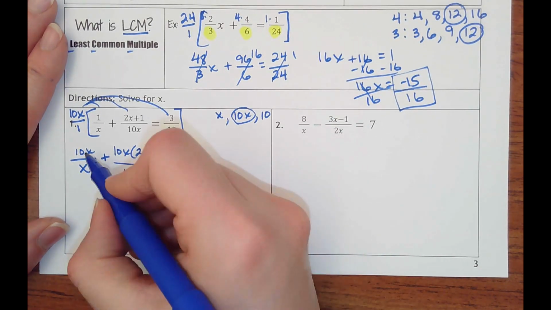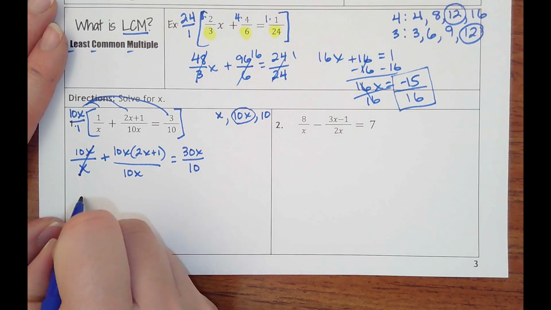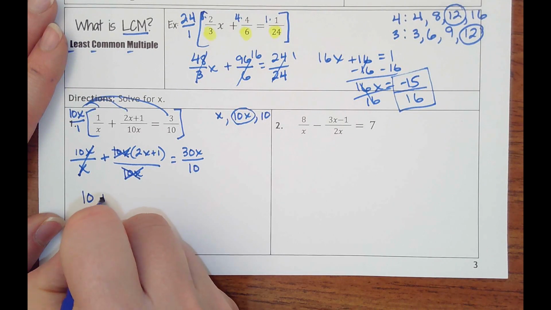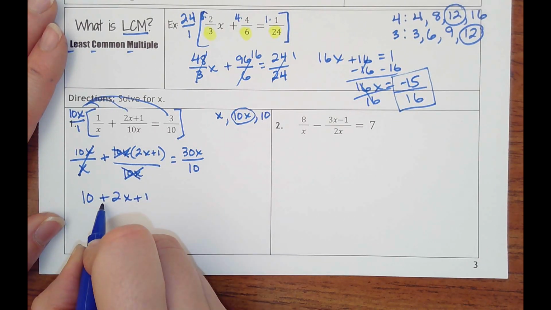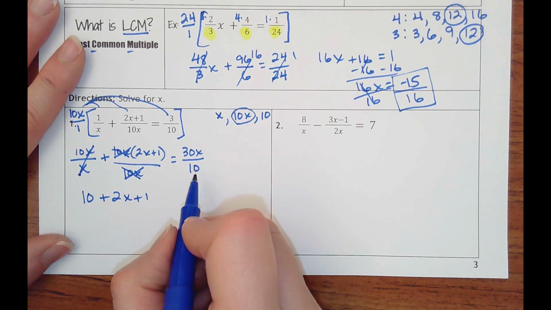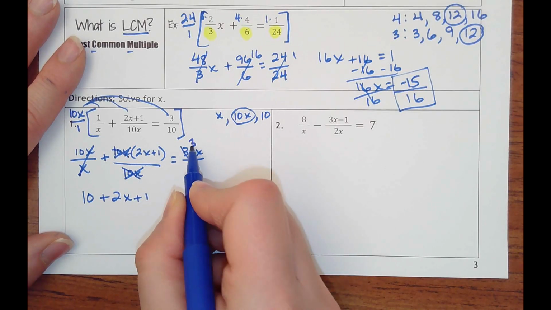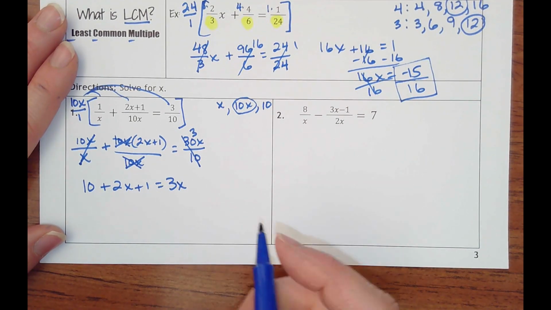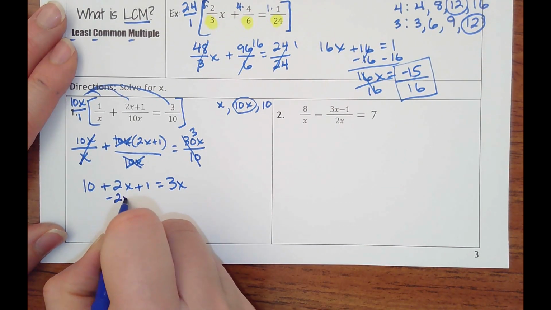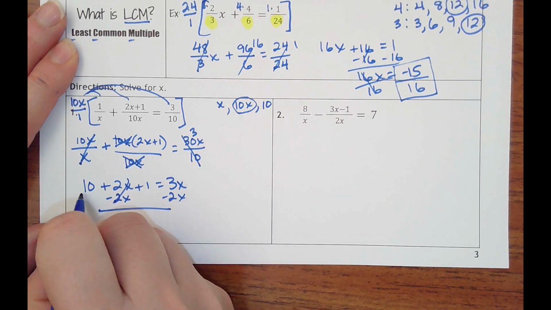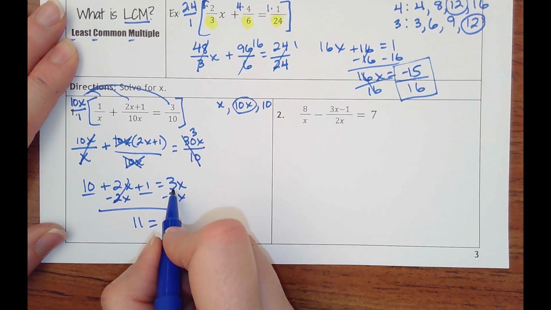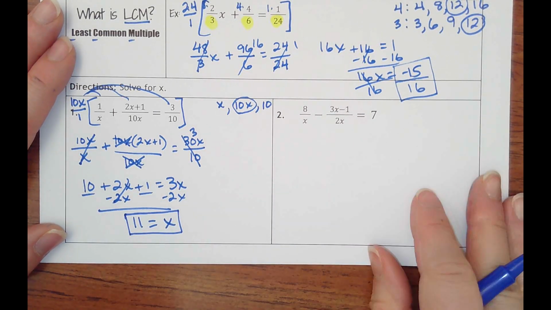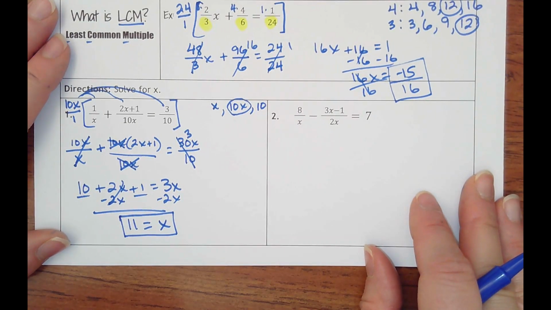Now let's simplify. X divides by x, so all I have left is 10 for the first term. 10x divides with 10x, so all I have left is the plus 2x plus 1. Since this is a plus sign, I don't need parentheses anymore. And then 30 divided by 10 makes a 3. And so now all I have to do is solve it. I forgot my x, 3x. So I would subtract 2x. 10 plus 1 is 11. 3x minus 2x is 1x, or x. So x is 11. It'll get faster the more you do it.